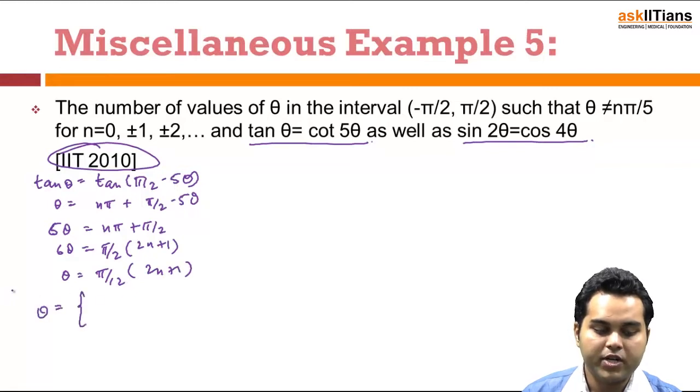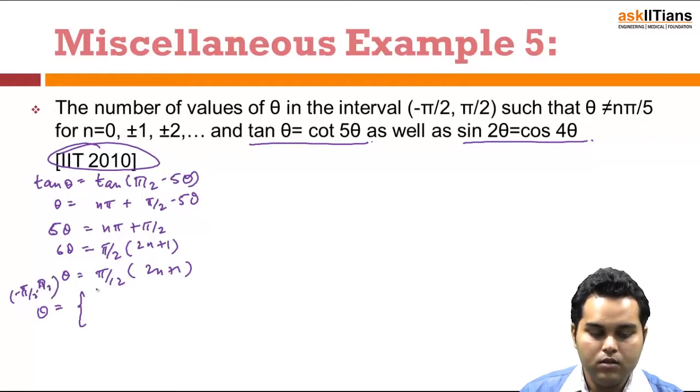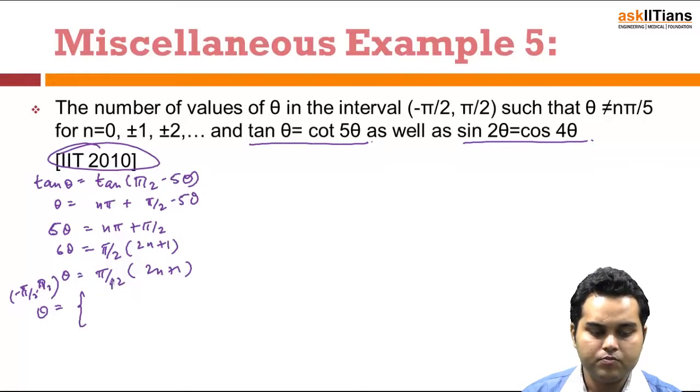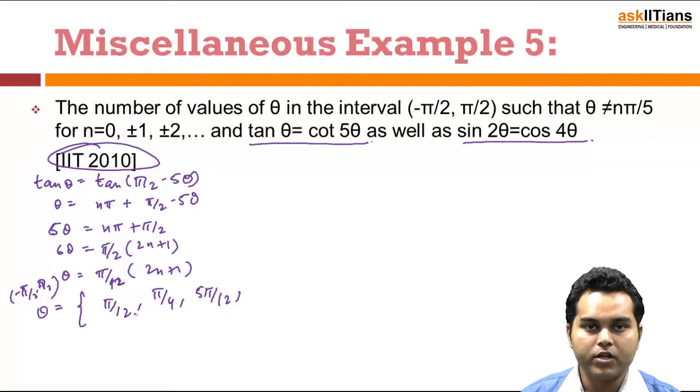Now in the region minus pi by 2 to pi by 2, I will check how many values lie. For the value of n equal to 0, I get pi by 12. For n is equal to 1, I get 2 plus 1, that is 3 pi by 12 or pi by 4. For n is equal to 2, I get 4 plus 1, that is 5 pi by 12. If I put n is equal to 3, I get 6 plus 1, that is 7 pi by 12. Now 7 pi by 12 is lying beyond pi by 2, so I'll neglect that.